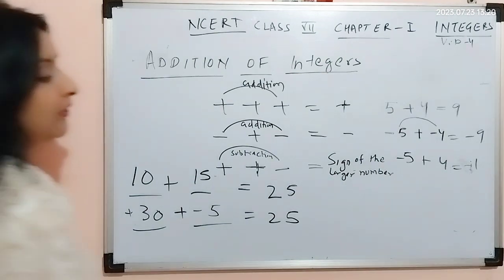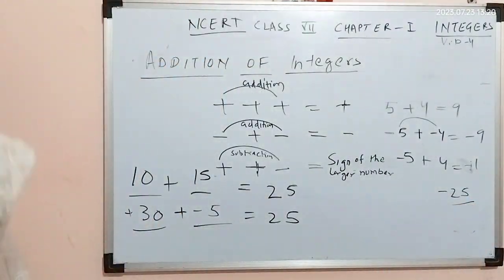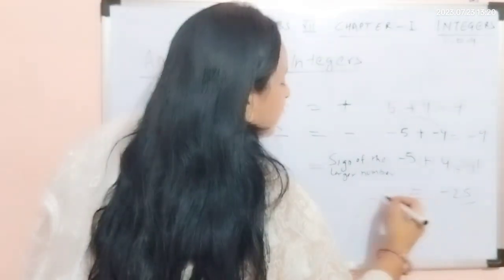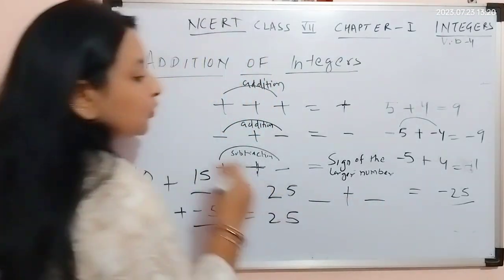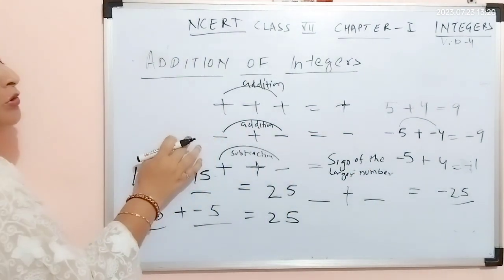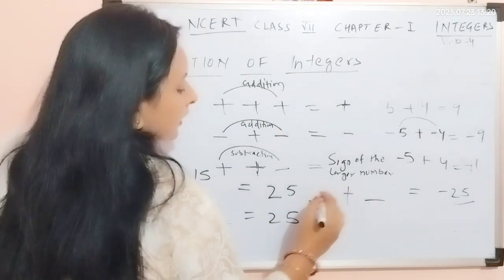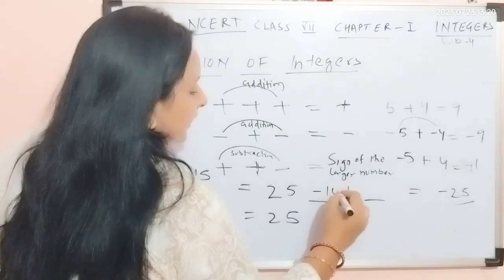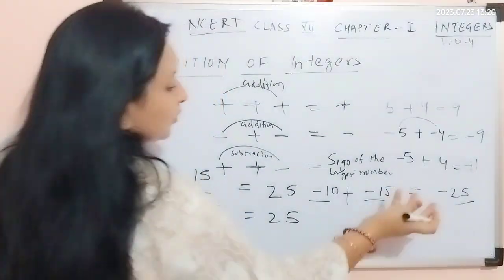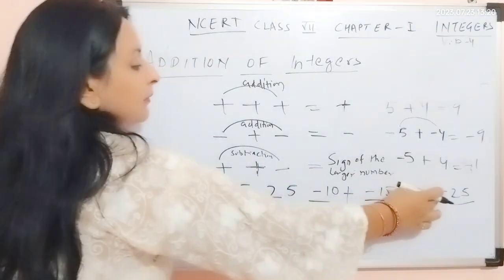Now if the answer is given as a negative number, say minus 25, and no sign is mentioned and you need to give two numbers whose sum is minus 25, you can directly apply this situation. You can simply take two negative numbers, say minus 10 and minus 15. So the sum of both numbers is 25 and the negative sign is coming, so that is minus 25.